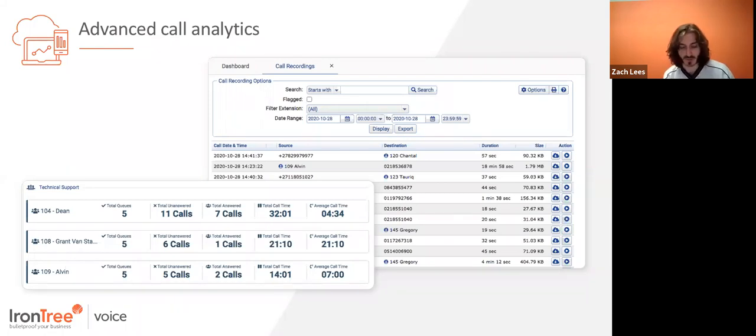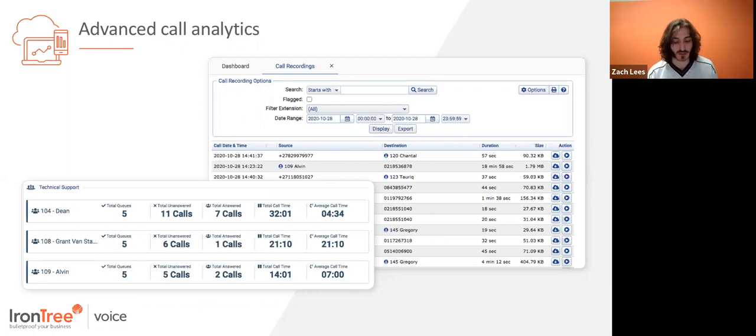The next thing, which is tied to it in some way, shape, or form, is the agent tracking, individual agent tracking. You can see I've got 3 of our guys pulled up, Dean, Grant, and Elvin, and on the technical support columns, there's the queues they're in, the unanswered calls they've done, the answered calls they've done, the total call time they've done, and the average call time they've done. This was for yesterday, as of around 2:30 p.m. So this isn't true over their entire calling career, shall we say.